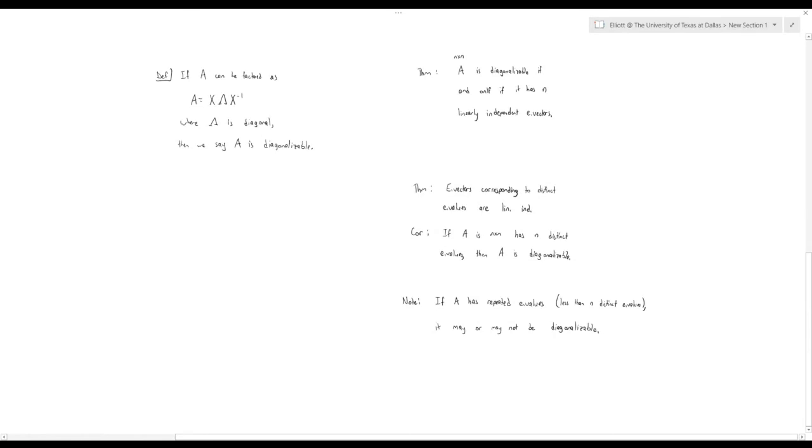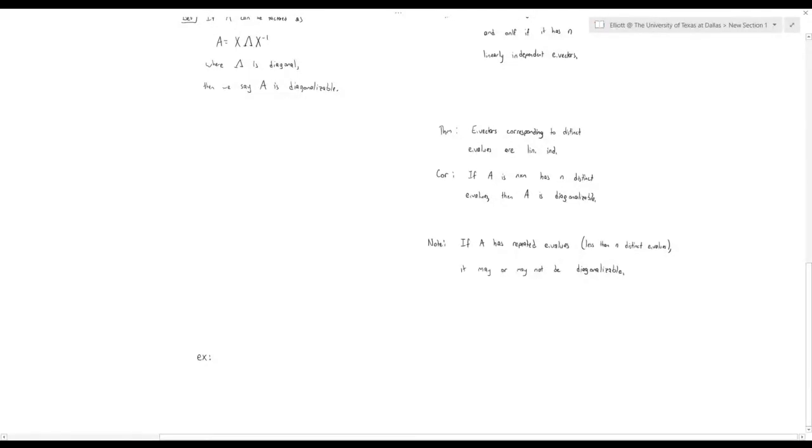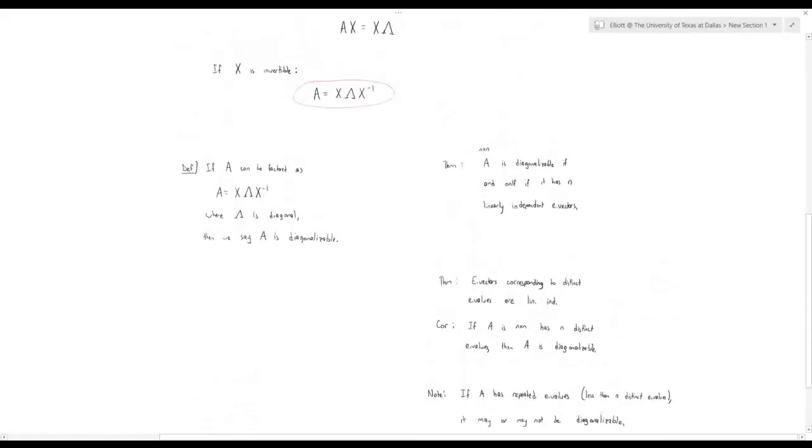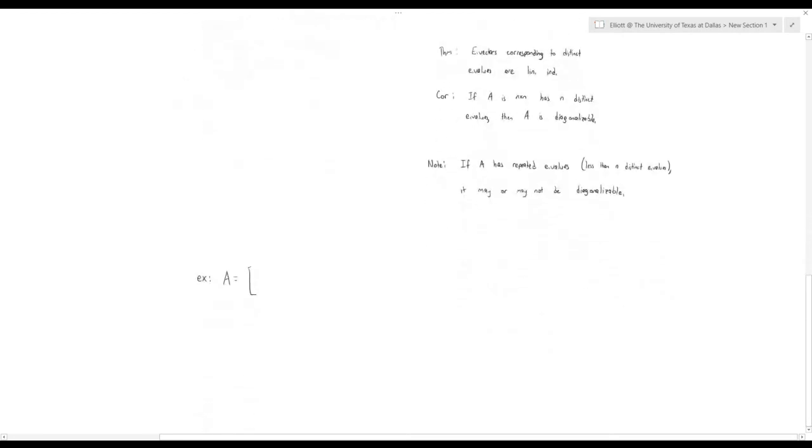Let's take a look at an example right now. Just checking whether a matrix is diagonalizable. And if it is diagonalizable, to then work out what the matrices X and capital lambda would be.